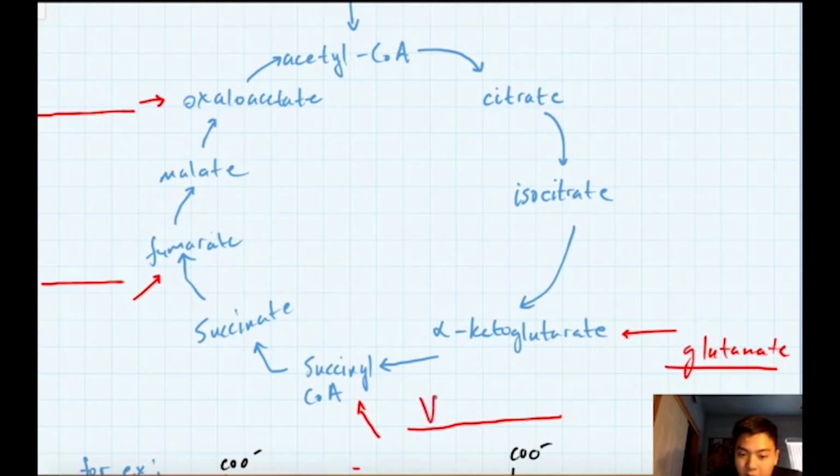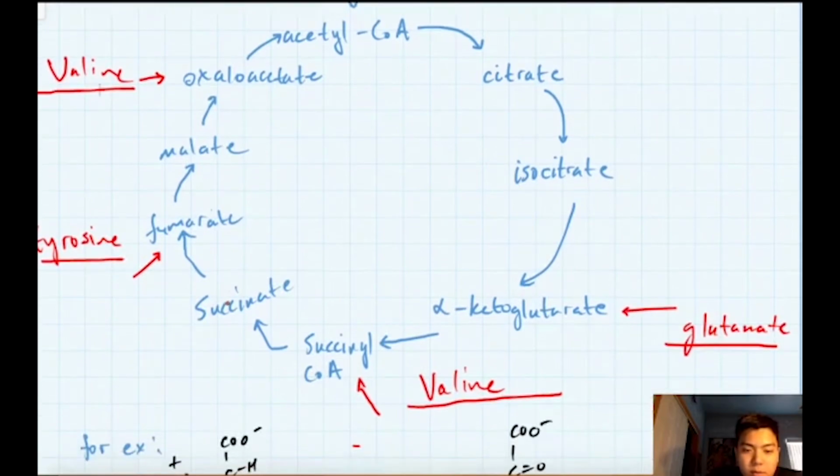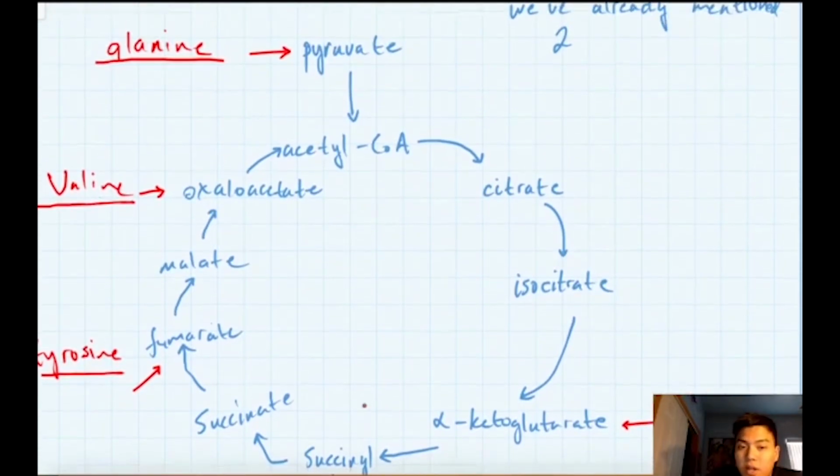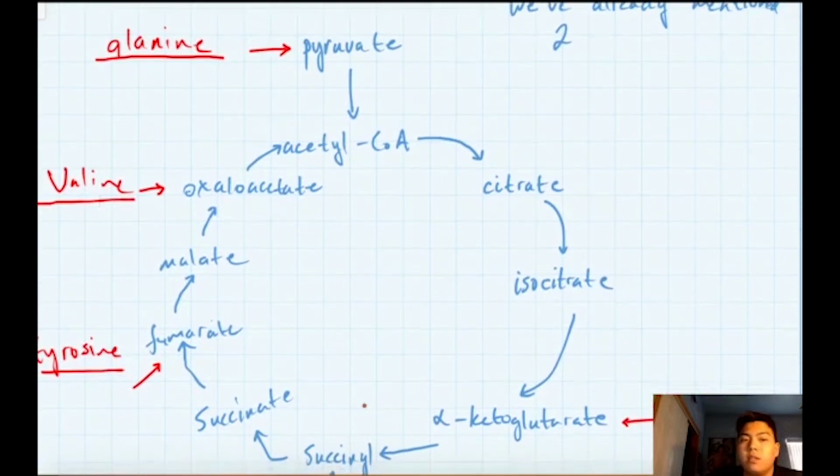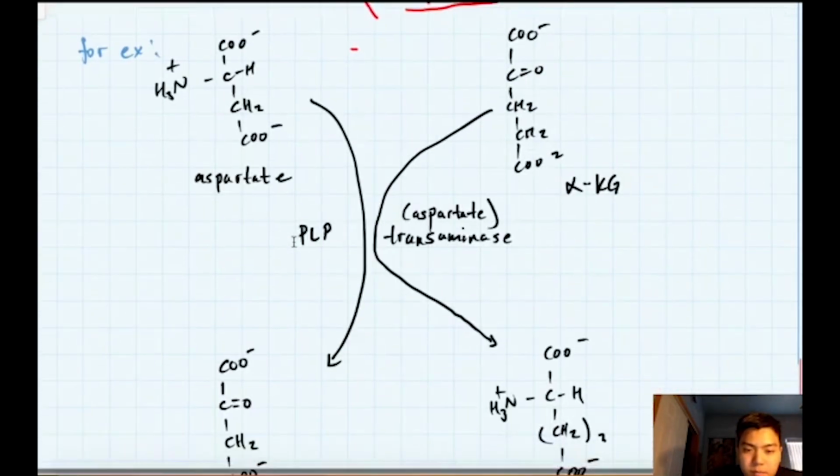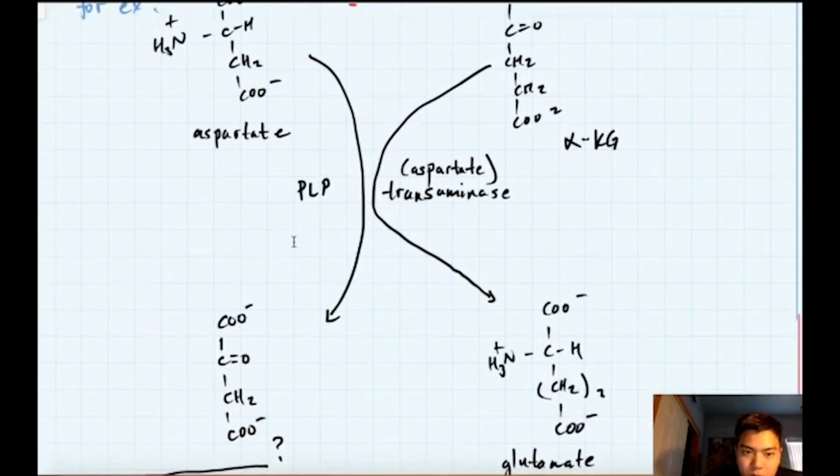So for example, valine can become succinyl-CoA, right? Or for example, tyrosine, right? Tyrosine here can be turned into fumarate, right? Or valine can be turned into oxaloacetate, right? So these are your 5 entry points: pyruvate, oxaloacetate, fumarate, succinyl-CoA, and alpha-ketoglutarate. But there are a lot of examples of this, okay? Tons of examples. So not only can alanine turn to pyruvate, not only can valine go into oxaloacetate, but many others. And so here's just an example of one, right?